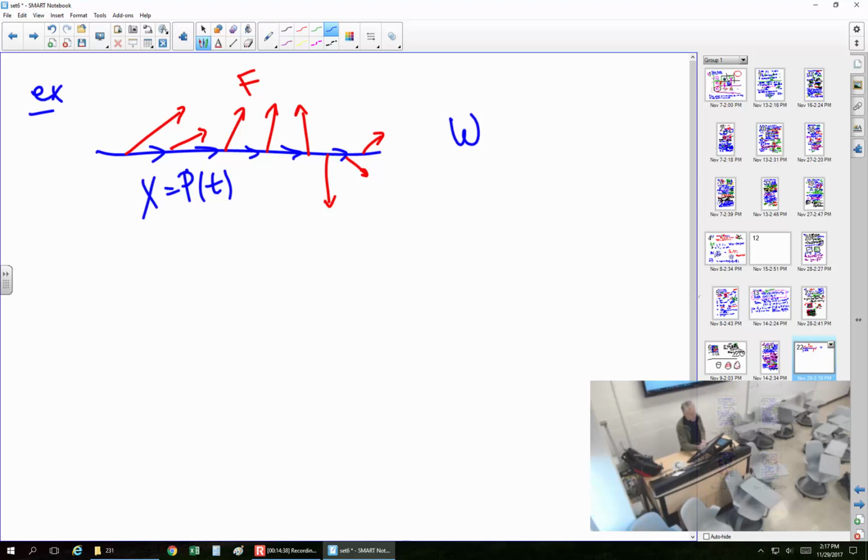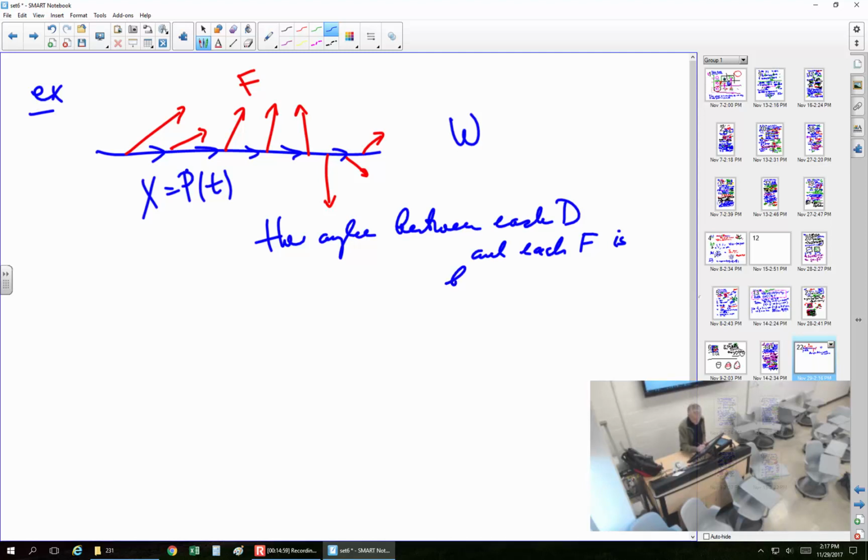Because our displacements are, how should I put it, the angle between each displacement and the corresponding F is between negative pi over 2 and pi over 2. So at no point is the force pointing in the direction opposite of our displacement. When it is a straight line, it is very transparent, but the answer is indeed positive.